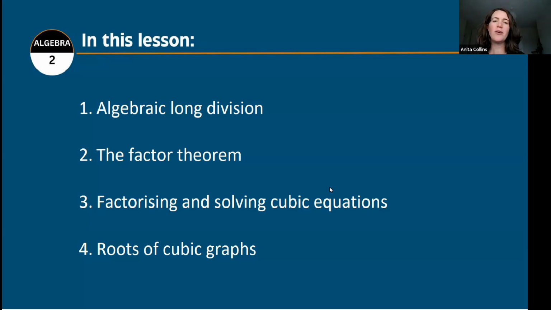We're then going to look at how we can use the factor theorem to shortcut this, but even though you can shortcut it, you can't always shortcut it. So you do need to be able to do the algebraic long division as well. Depending on the exam question, it might be set up in a way that you still have to do the long division. And we're going to look then at factorizing and solving cubic equations. We've been doing linear and quadratic for quite some time, but we haven't solved cubic equations yet. So it's time to get started on that. And then we're going to be linking that up with the roots of cubic equations.